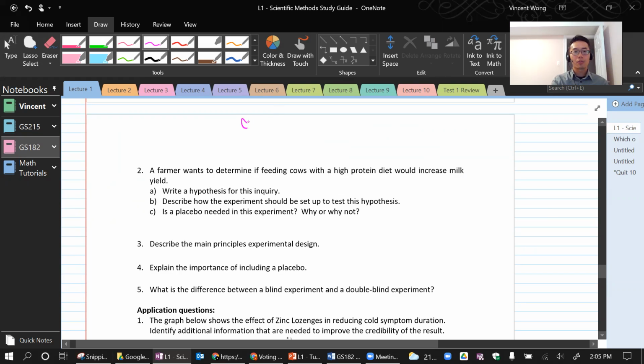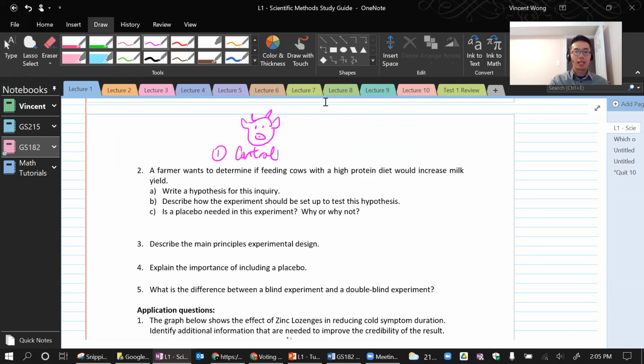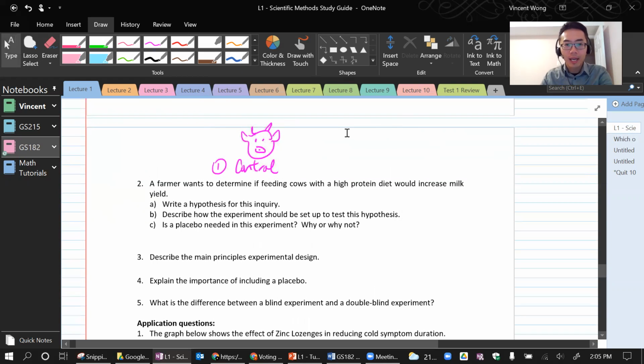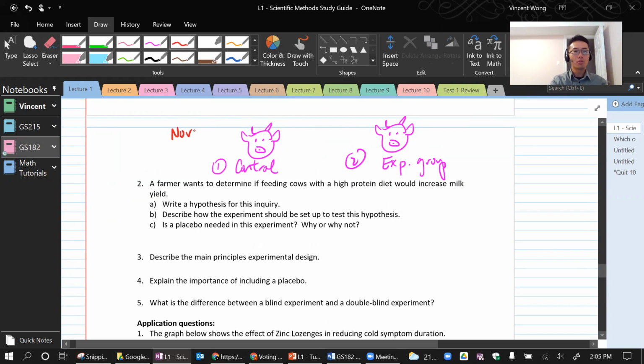Well, I would have some cows, and this is group number 1. It will be the control. Okay, and then we would have the exact same group of cows on the other side. And this one would be the experimental group. So the control group would receive normal protein level in their diet, basically the standard stuff that you feed them. And the experimental group would have high protein diet.